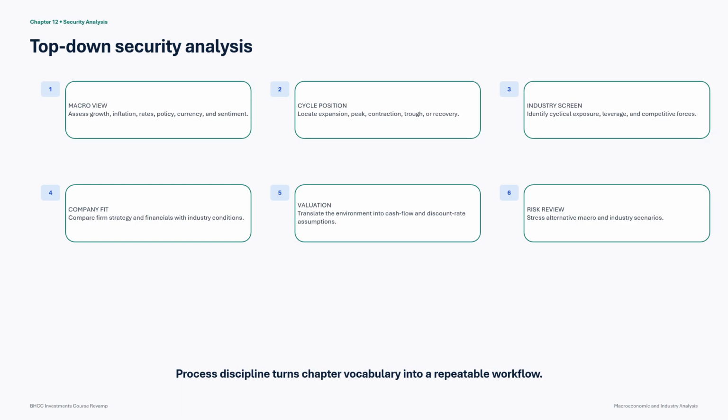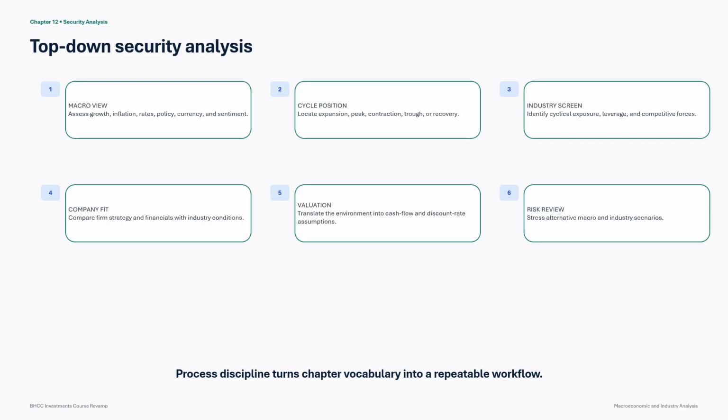Step 6 is risk review. Stress alternative scenarios. What happens if inflation stays high? If the central bank eases because growth collapses rather than because inflation is conquered? If the currency moves 10%? If the industry enters a price war? The purpose of stress testing is not to predict every future. It is to find the assumptions capable of breaking the thesis.